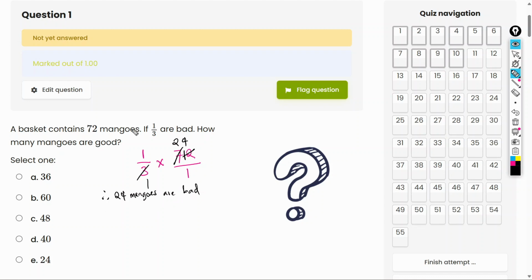If 24 mangoes are bad, then the good mangoes would be 72 minus 24. So let's do that here. We subtract. 2 minus 4 wouldn't work, so we'll borrow 1 from 7, that's 6. Then we have 12. 12 minus 4 is 8. 6 minus 2 is 4. So 48 mangoes are good. 24 are bad. That's right here.